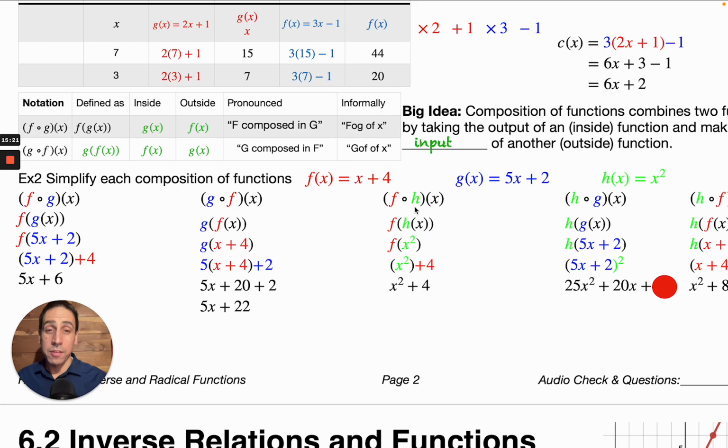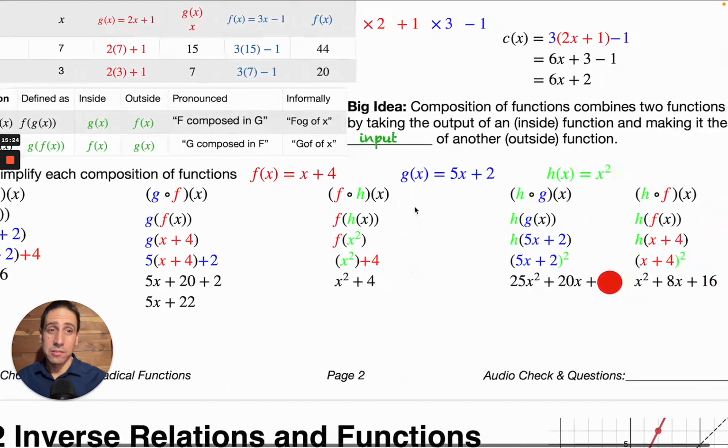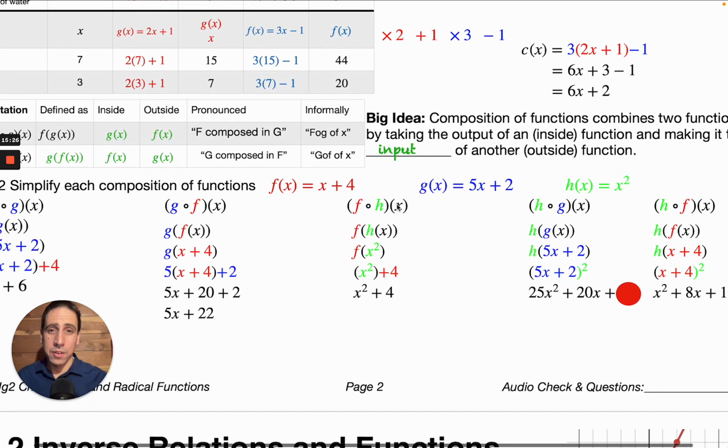f composed with h of x. So here, f composed with h of x really just means f of h of x. h is the inside function, it's x squared. So you can see it's x squared here, and then f of x squared means you write the f function, and instead of writing the x, you write x squared. So this becomes x squared plus 4, and you can just drop the parentheses, you don't really need them mathematically.